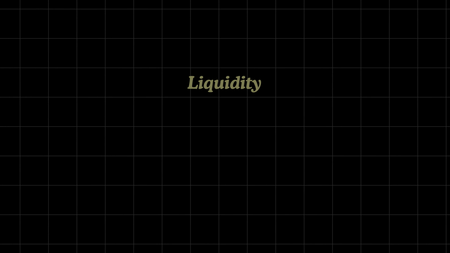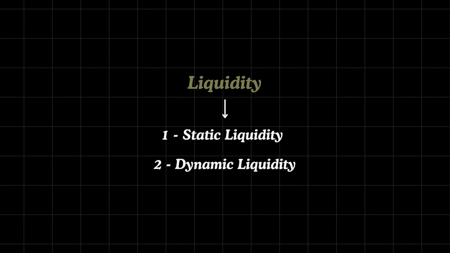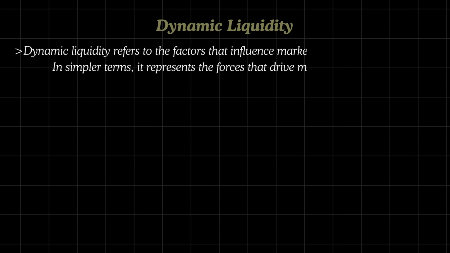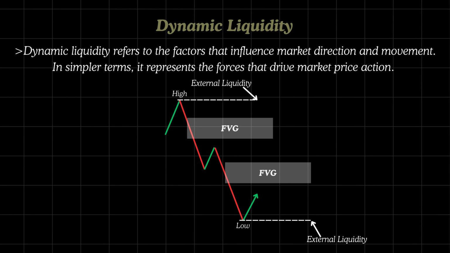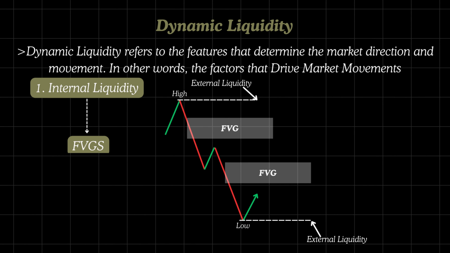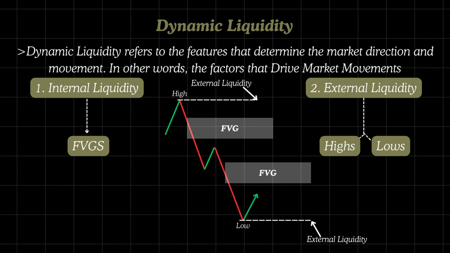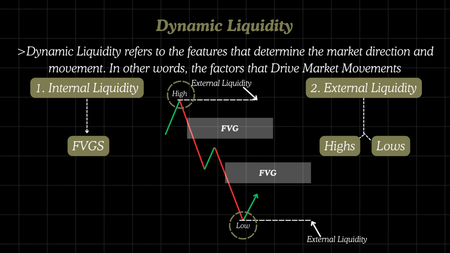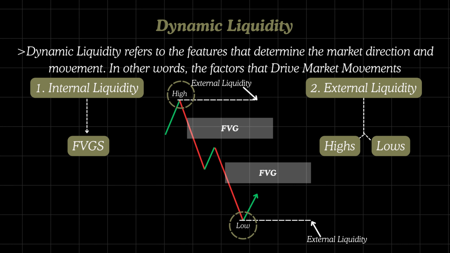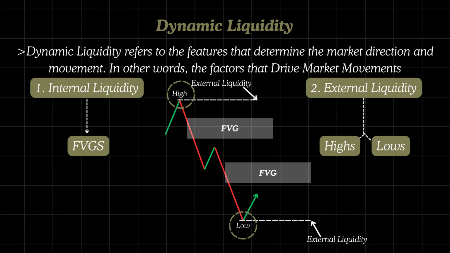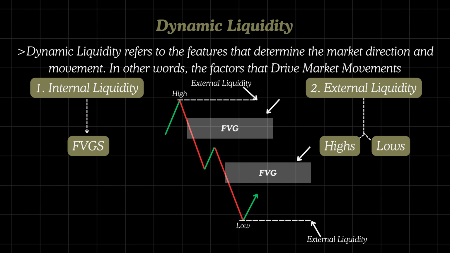Liquidity is divided into two main categories: static liquidity and dynamic liquidity. Let's briefly go over each of them. Dynamic liquidity refers to the factors that influence market direction and movement. In simpler terms, it represents the forces that drive market price action. To understand this better, picture a market structure such as a rally wave that consists of a high and a low. These highs and lows indicate external liquidity. Essentially, external liquidity relates to the highs and lows within a rally wave. Meanwhile, the fair value gaps located within the range of the high and low are considered internal liquidity.